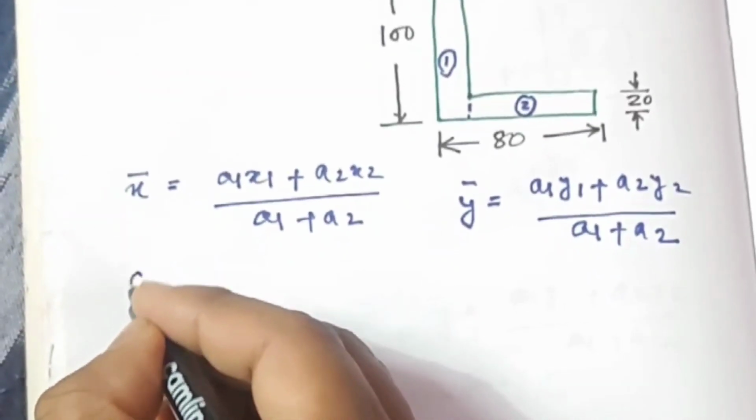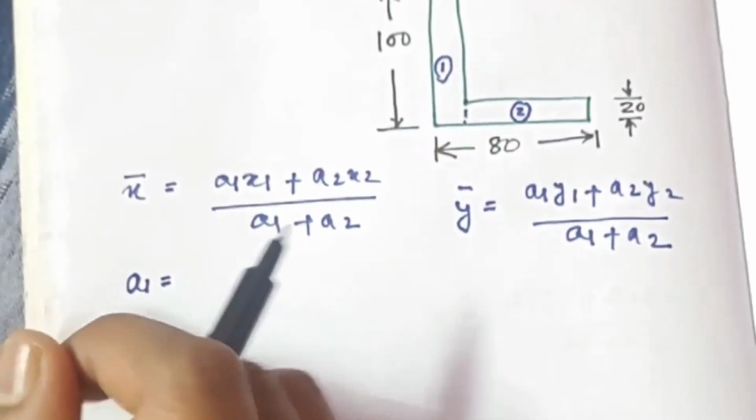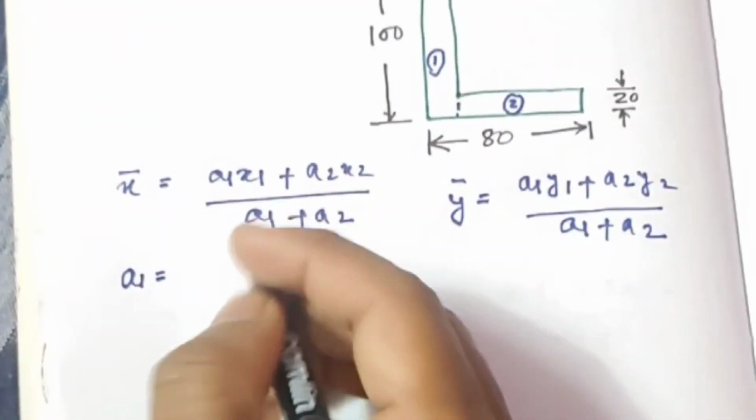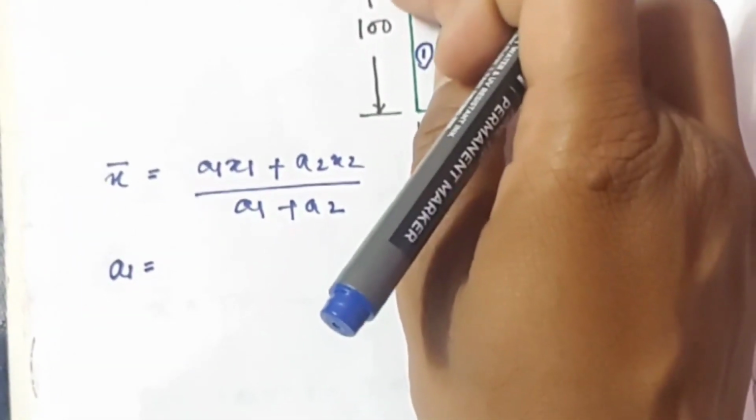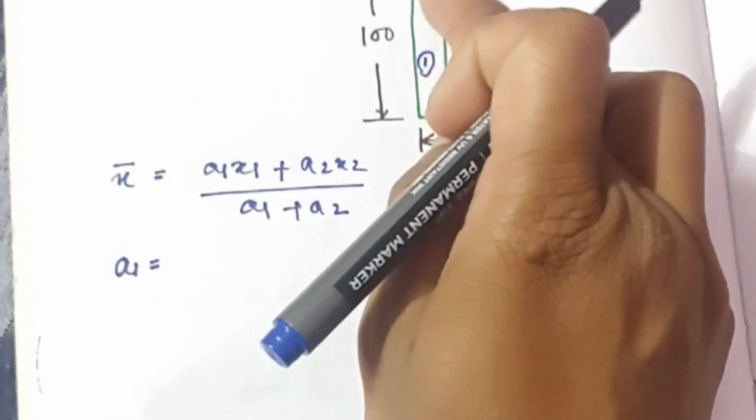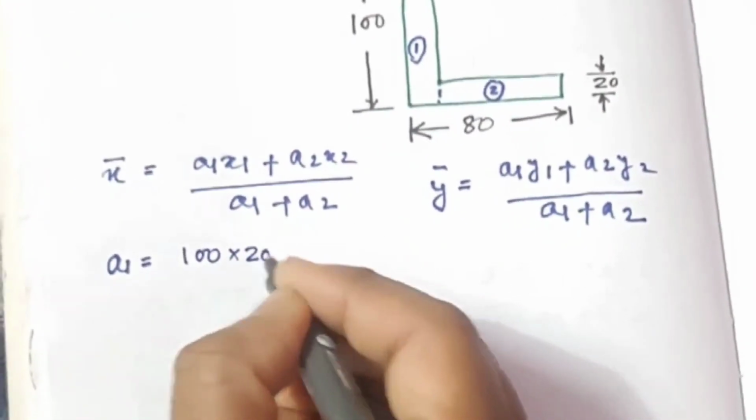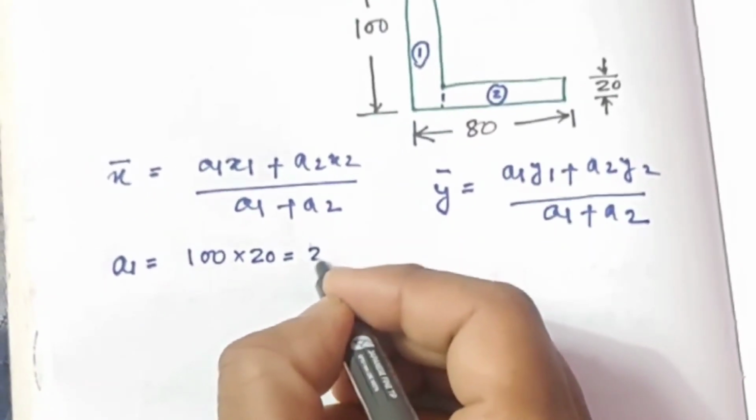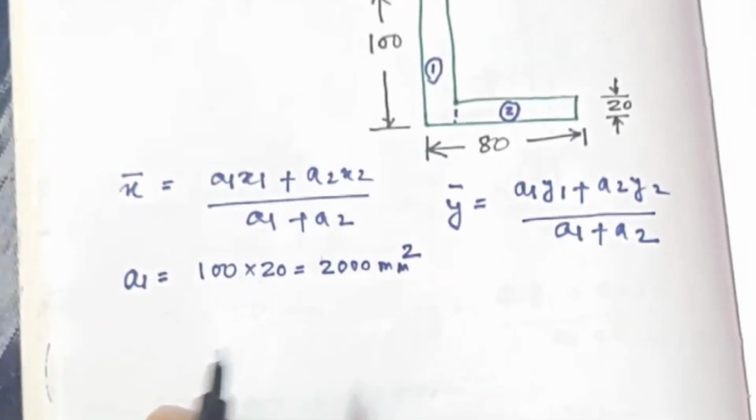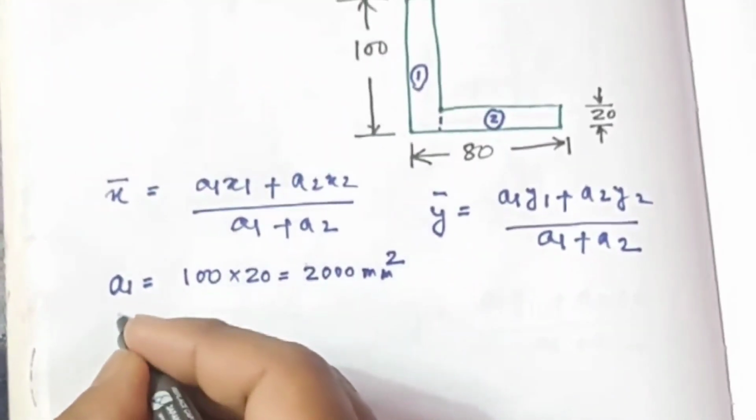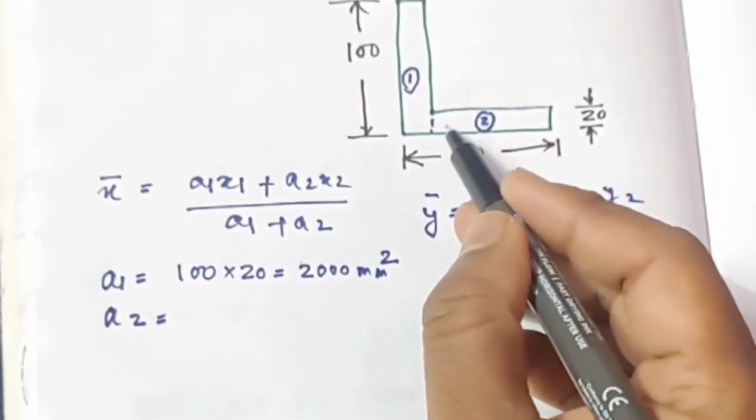So here, A1 is required for both x dash and y dash, x bar and y bar, sorry. The value of A1: the section is section 1 here, so it is 100 mm height into 20 mm, 100 into 20, that is 2000 mm square.